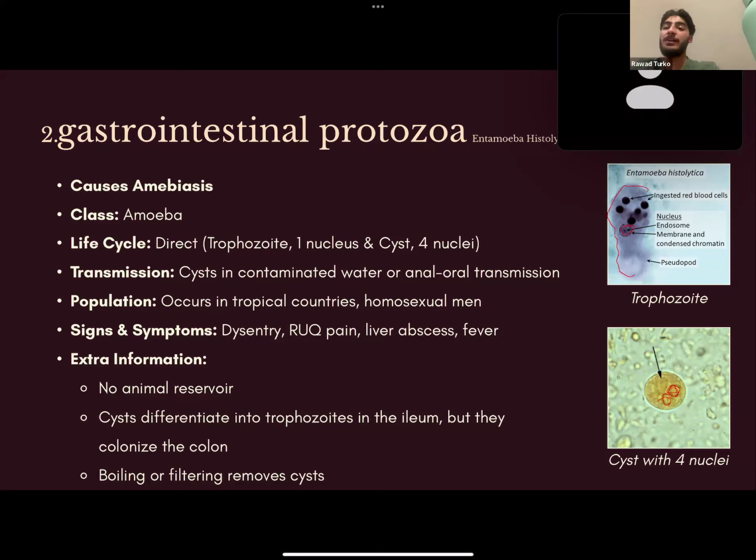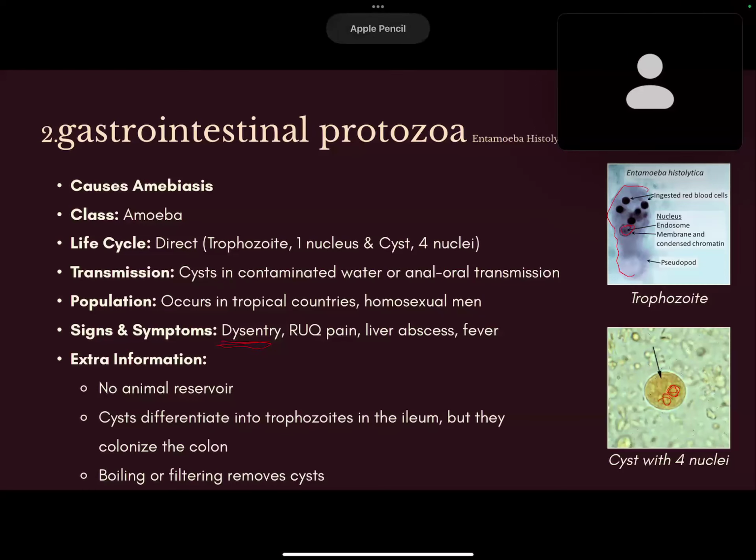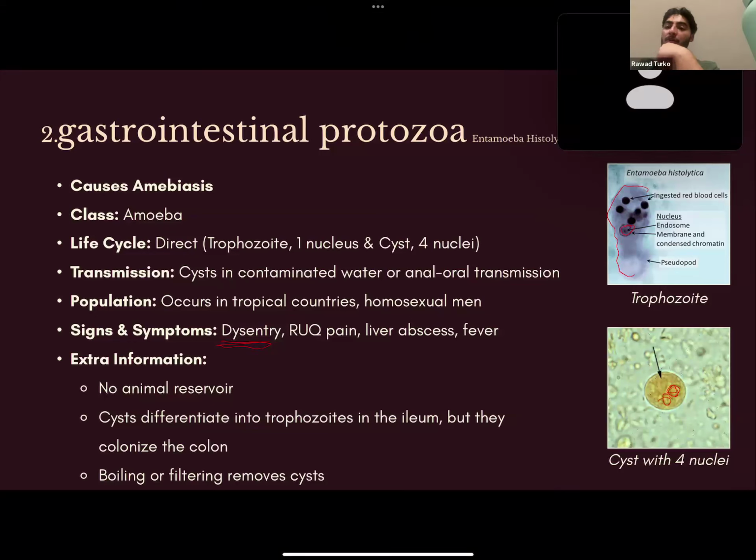Now, signs and symptoms: dysentery. So what does dysentery mean? Can somebody tell me? Blood in the stool. Yes, blood in the stool or bloody diarrhea, anything like that. That's how you define it. If you see this, it's a very strong indicator of amoebiasis, which is, by the way, what the disease is called. So Entamoeba histolytica causes amoebiasis, and Giardia lamblia causes giardiasis.